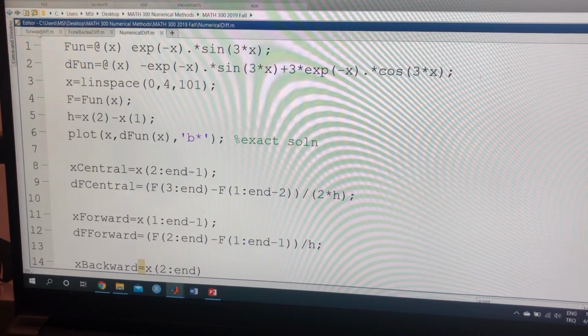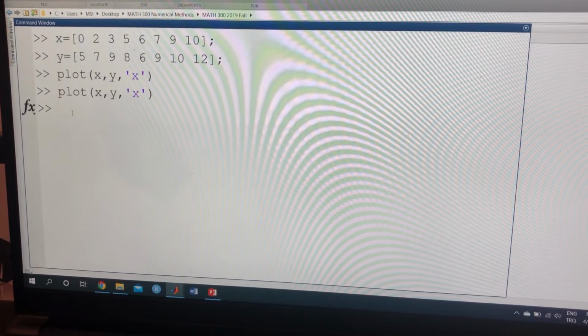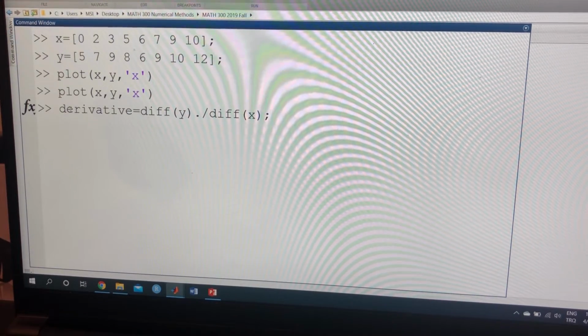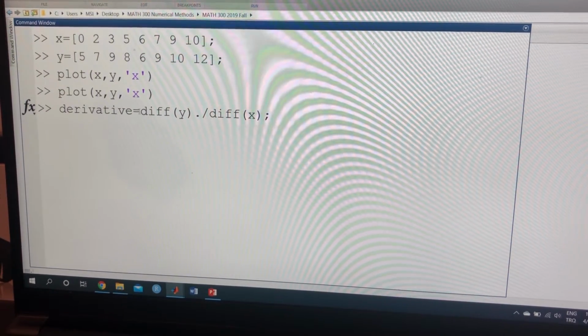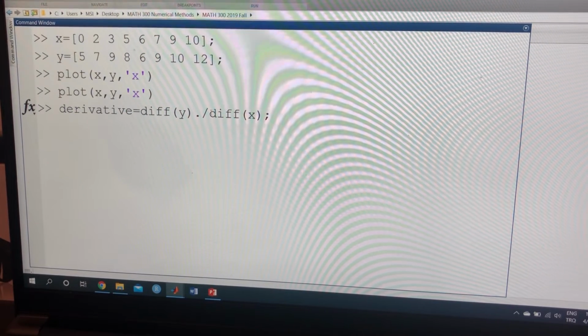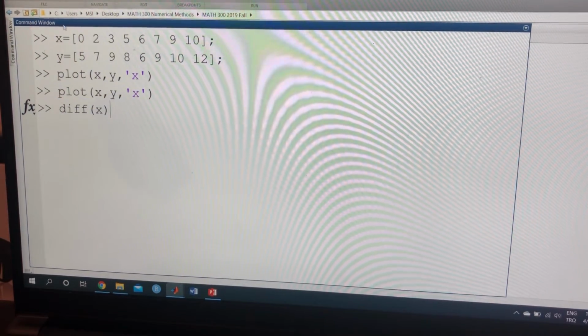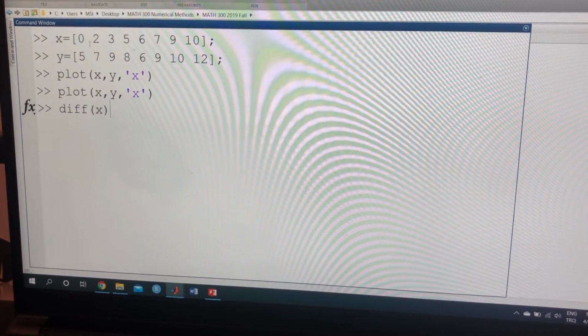Sorry, I was in here, not in here. And here you go, the command window. I'm copying and pasting it. And before that, let me just show you, maybe it's going to be better. If I say diff x, let me delete this. If you say diff x, it will give you the differences between the x values.